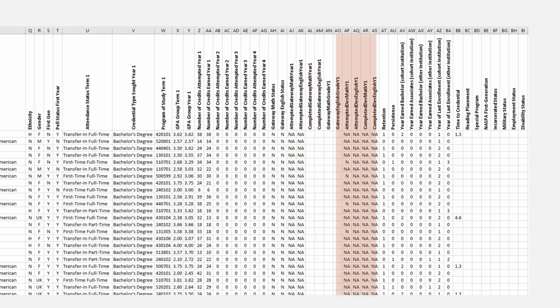The next 4 columns provide information about developmental math and English courses attempted and completed in the student's first year of college. The next 2 columns are flags for retention and persistence. And the next 6 columns provide information on the year the student earned their bachelor's or associate's degree, either at the institution or at another institution. The time to credential column is a calculated field showing the number of years it took the student to complete their credential.